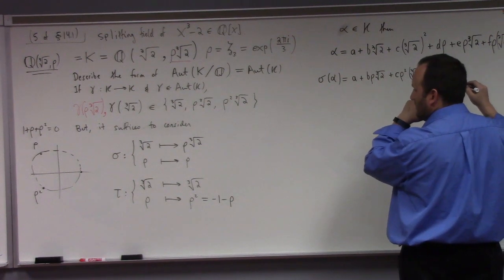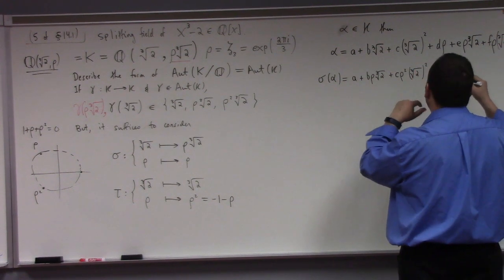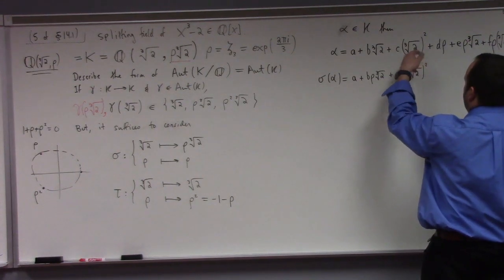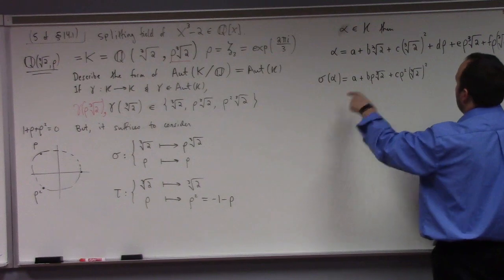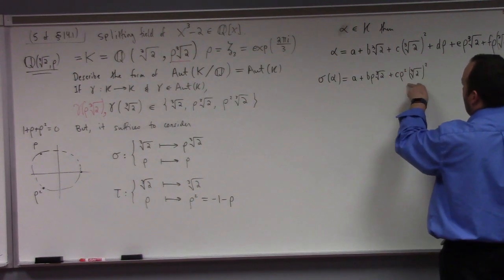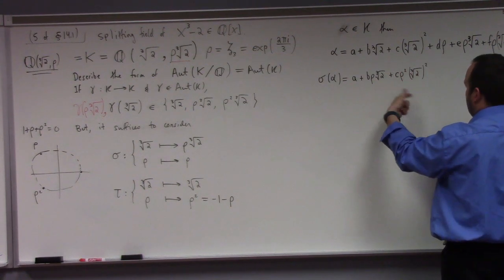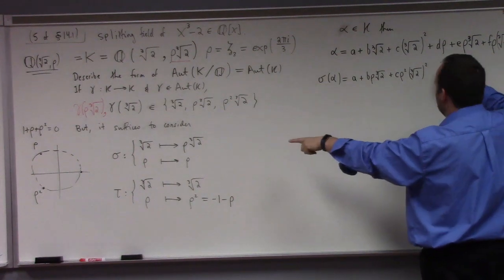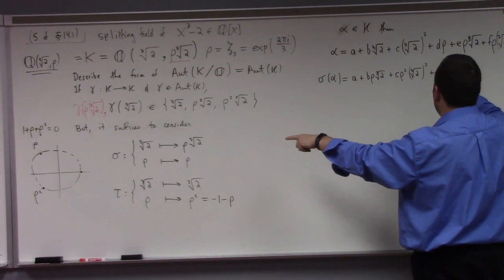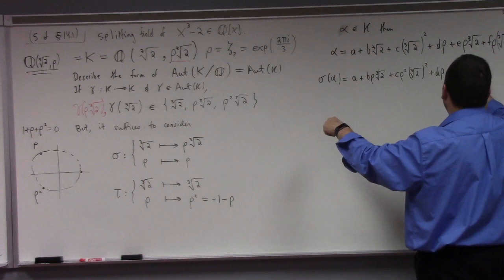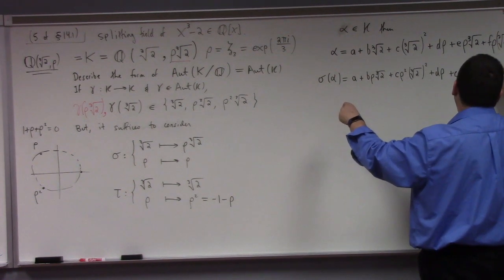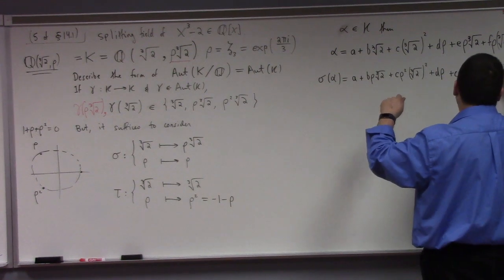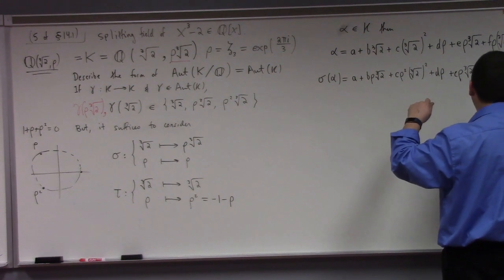Wait a minute. Yes. So sigma of cube root of 2 is rho cube root of 2, but I get two of them, so I square it, and it gets back to this, right? And then d rho is just d rho, because rho is fixed. And then e rho cube root of 2, f rho cube root of 2 squared.